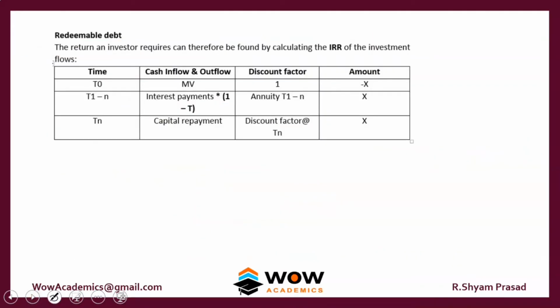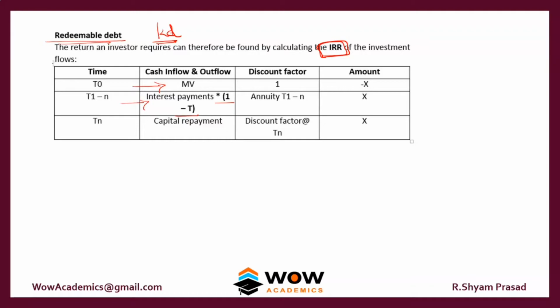So we look at the redeemable debt, or debt which is issued and can be bought back by the company after a set of years. To find out the KD for this kind of a problem, we have to find out the IRR. So this is the format. First take three rows. The first row refers to the market value. The second row refers to the interest payment. If the question asks you post tax, then it is 1 minus T. If it asks for pre-tax, then 1 minus T is not there.